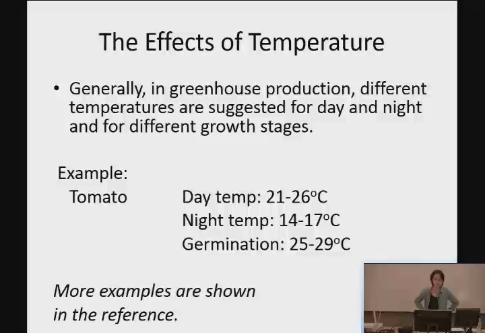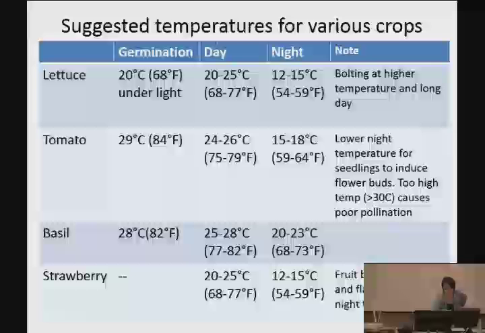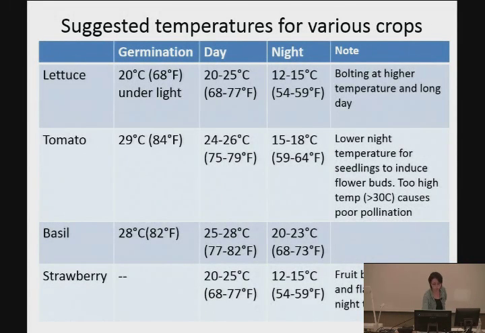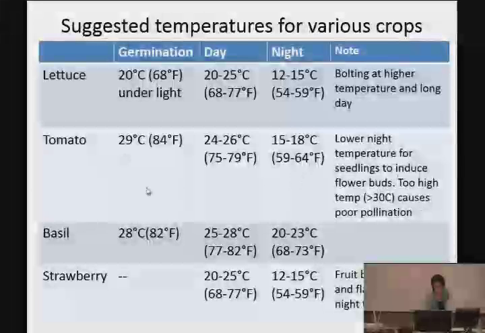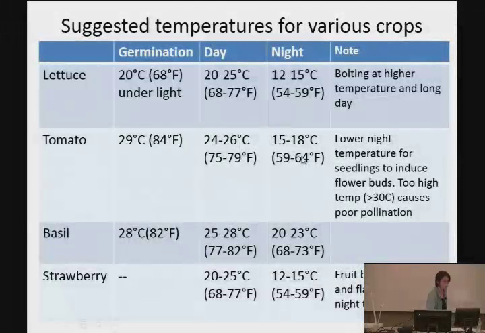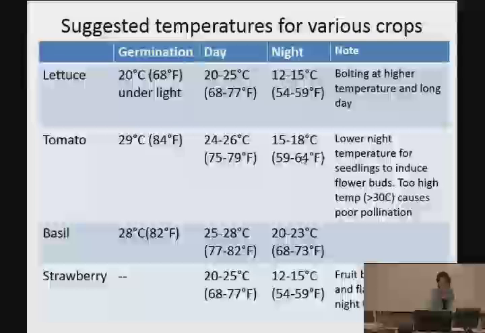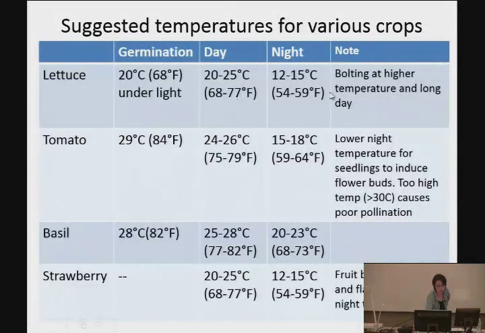Because the processes happening during those phases are very different. So this is another selection of information. I copied it from my other presentation, so the tomato recommendation is slightly different, but basically the same. Germination, warmer temperature, day temperature 24 to 26, night temperature 15 to 18. That's recommended. And lettuce needs a much cooler temperature.